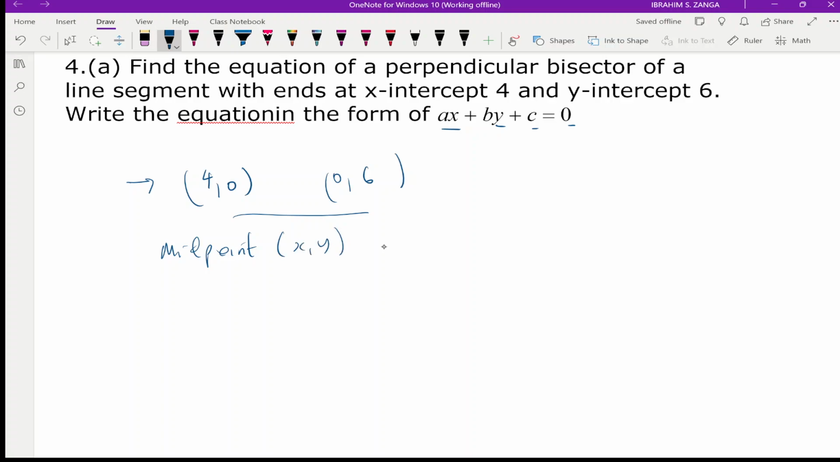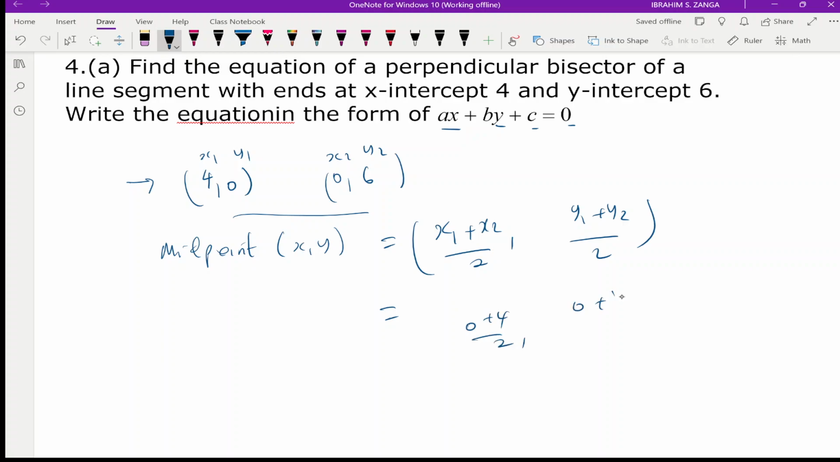The midpoint is x, y. If you assume the points to be x1, y1 and x2, y2, the midpoint will be x1 plus x2 over 2, y1 plus y2 over 2, dear students. So we have 0 plus 4 over 2, comma 0 plus 6 over 2. Eventually we have the midpoint, which is 2, comma 3.